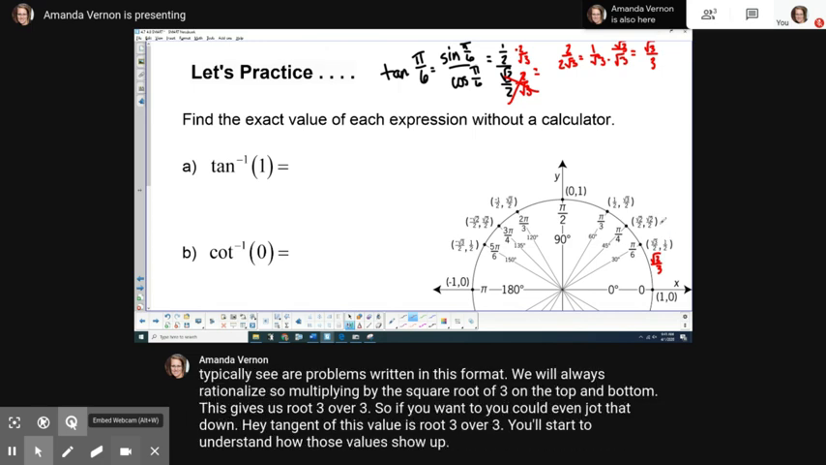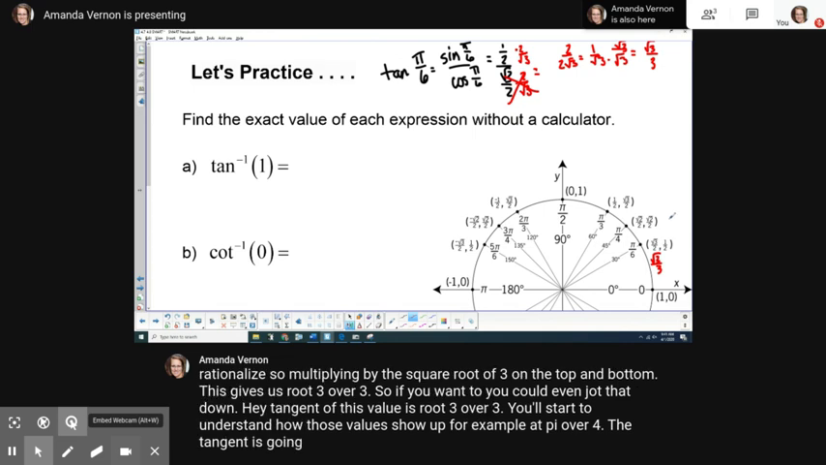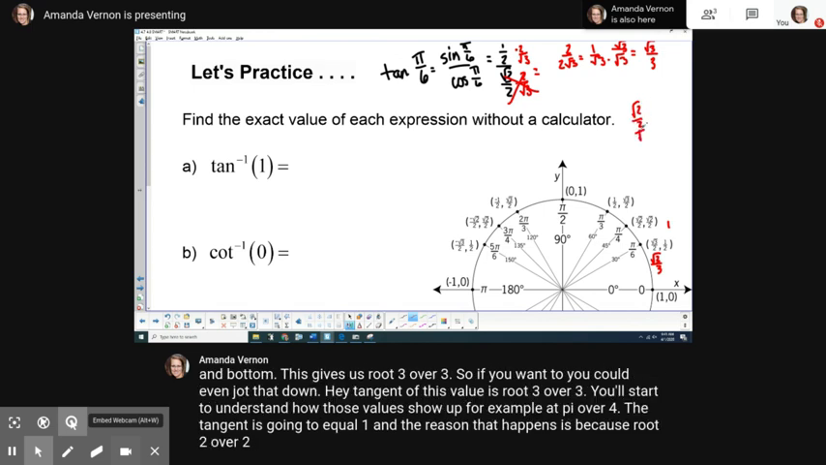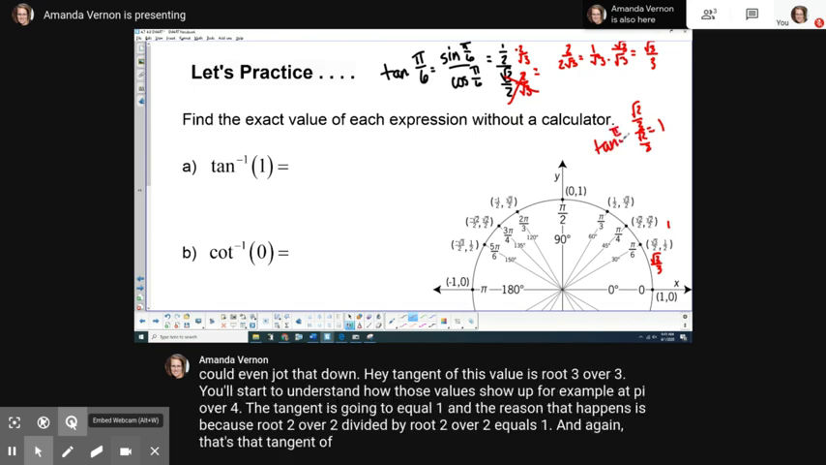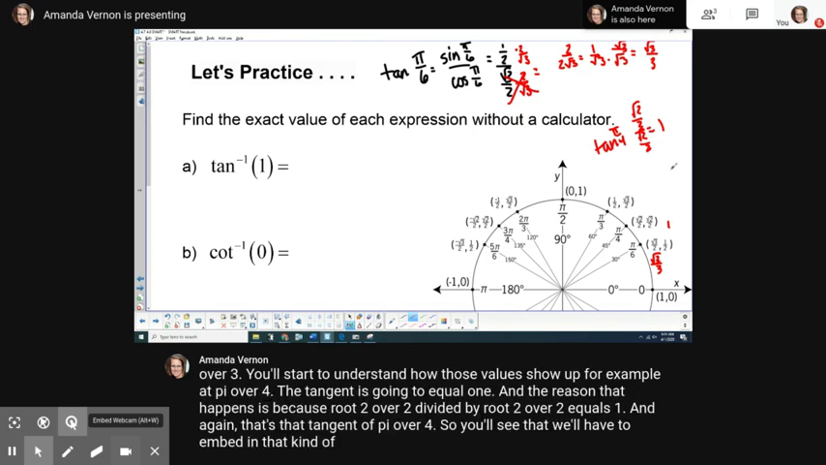For example, at pi over 4, the tangent is going to equal 1. And the reason that happens is because root 2 over 2 divided by root 2 over 2 equals 1. And again, that's that tangent of pi over 4. So you'll see that we'll have to embed that kind of processing as we go throughout this next part. So let's go ahead and take a look.